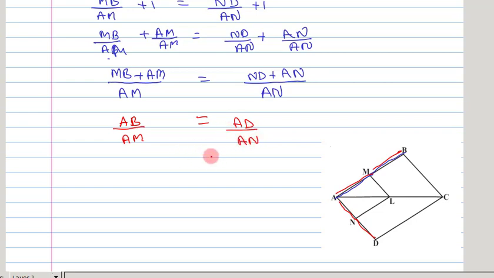Now, if you apply invertendo, we get what we require. On applying invertendo, I can write it as AM by AB is equal to AN by AD. This is what we require to prove.